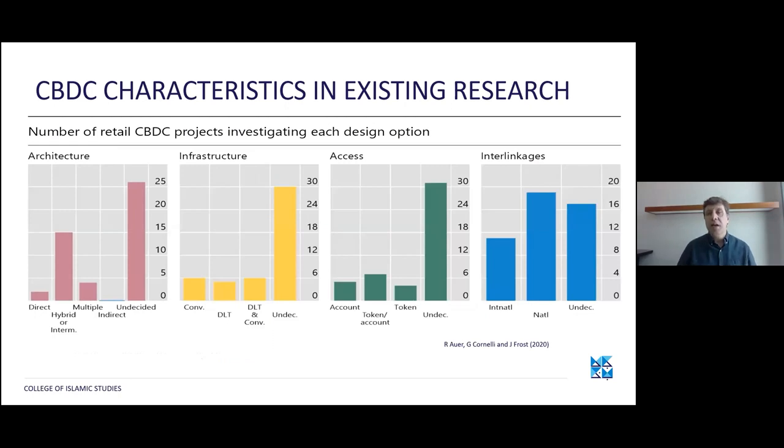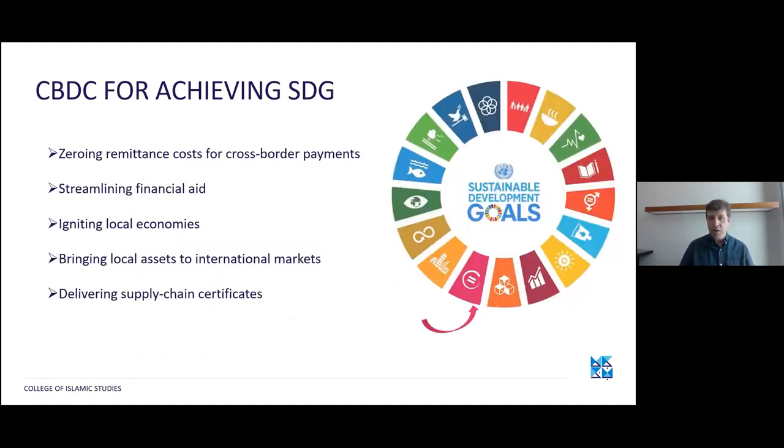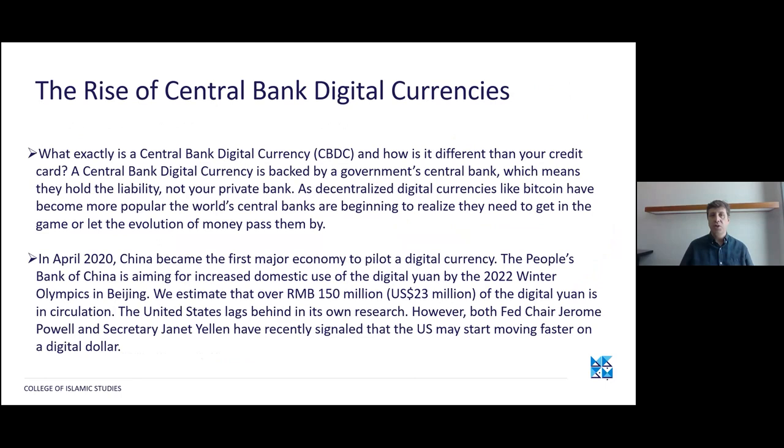But for central bank digital currency characteristics, there are four dimensions: the architecture of how the central bank digital currencies are formed, how is the infrastructure, how is the access, and how are the interlinkages. I will explain in a bit, inshallah. But before that, let me make some verbal explanation about central bank digital currencies. What is it exactly and how does it work? Central bank digital currency is backed by a government's central bank.